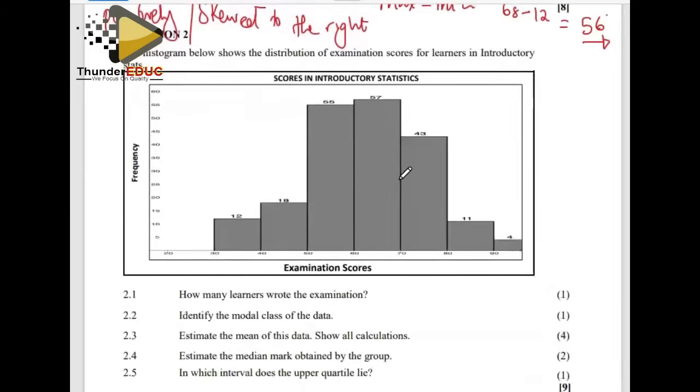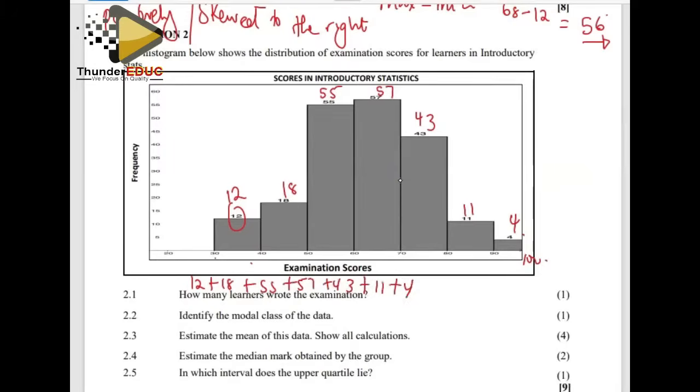Then question number 2: the histogram below shows the distribution of examination scores for learners in the introductory stats. Between 30 and 40 is just a 12, this is 18, we have 55, 57, 43, 11, as well as a 4. It goes up to 100. So how many learners wrote? We need to add up everything: 12 plus 18 plus 55 plus 57, 43, 11, and 4.